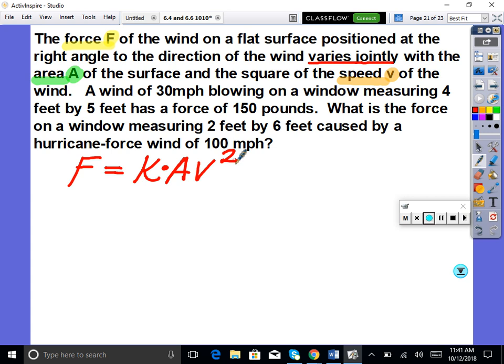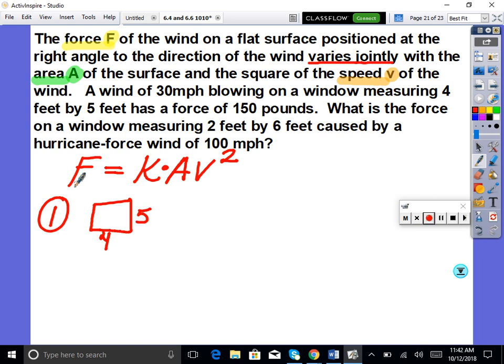So now it says right here, in the first sentence, once again, your first step will always be to use the information to solve for k first. It says the wind of 30 miles an hour blowing on a window measuring 4 by 5 feet, so we have a 4 by 5 foot window here, and then the wind is blowing on it at 30 miles an hour, has a force of 150 pounds. So let's plug in what we know.